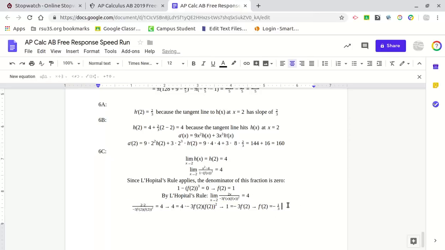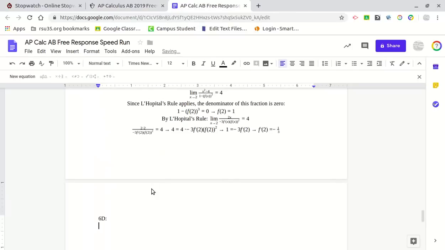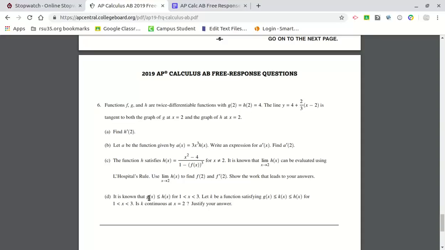Okay, yes, and I think that's right. So 6d, finally. It is known that g of x is less than or equal to h of x for 1 less than x less than 3. Let k be a function between g and h for 1 to 3. Is k continuous at x equals 2? This is a weird problem because it's squeeze theorem, and you never see squeeze theorem problems. But we're going to do it anyway. Hopefully you know what squeeze theorem is.